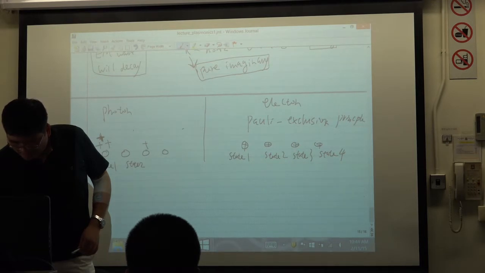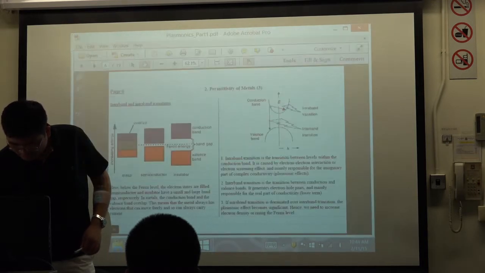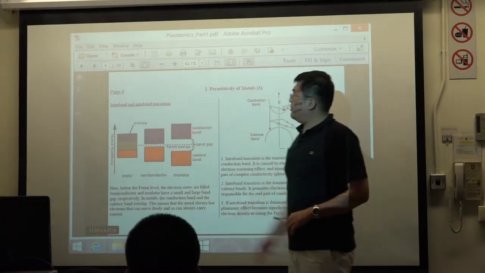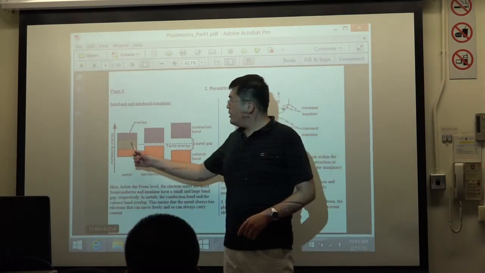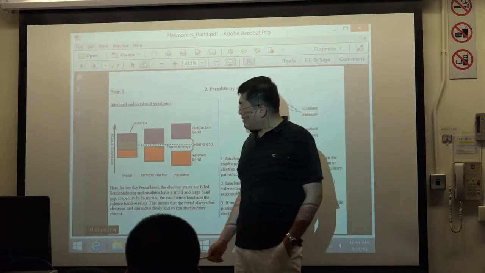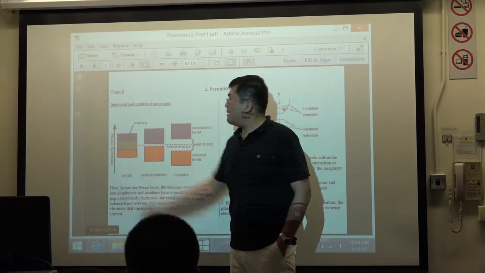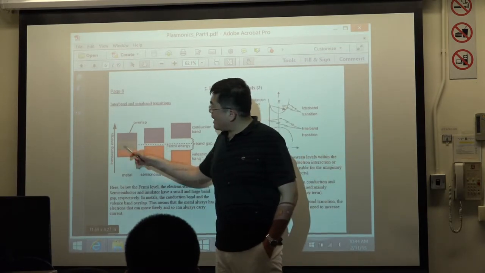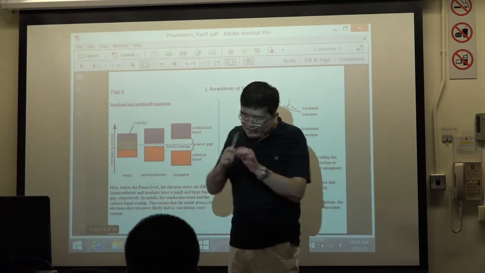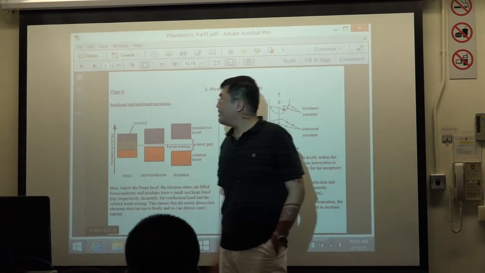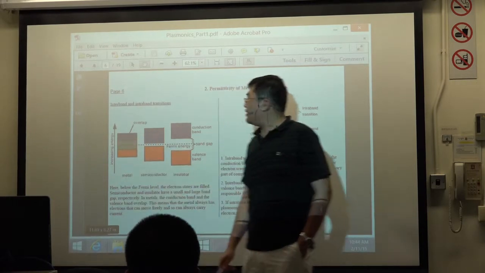I go back to this Fermi sea picture. This is the Fermi sea. Below is fully occupied. How about the metal? The metal typically has no band gap. That means the conduction band and valence band overlap, so there are many free electrons. I mean, give the electron a very small energy, it can go to the conduction band and move freely. This is metal.